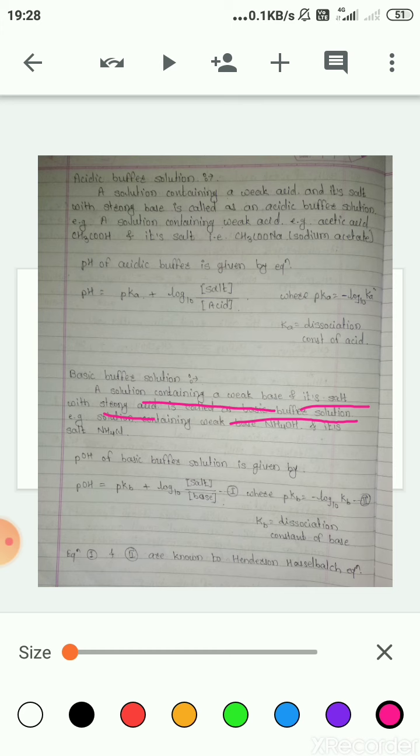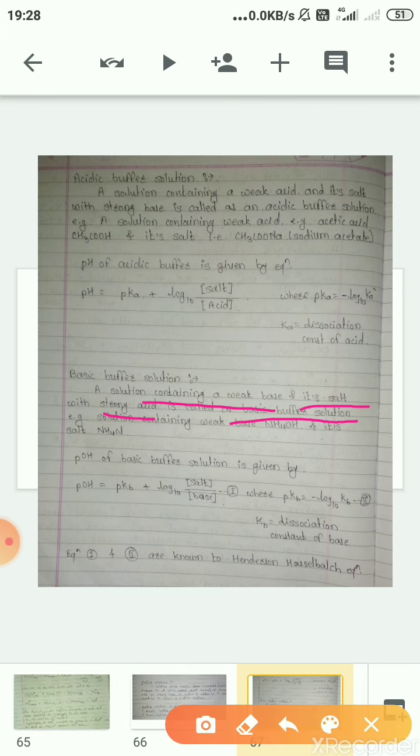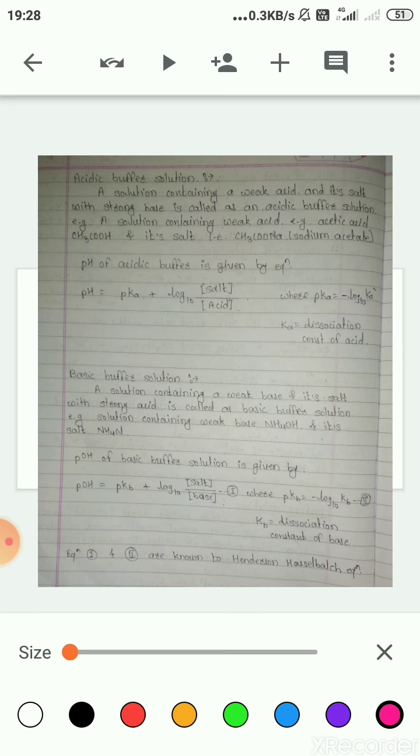Okay, and the example for the basic buffer solution is a solution of ammonium hydroxide and its salt ammonium chloride. In the same way we have to write the equation. As it is a base, it contains hydroxide ions, and to calculate the pOH of hydroxide ion we can write the equation the same as the upper one.